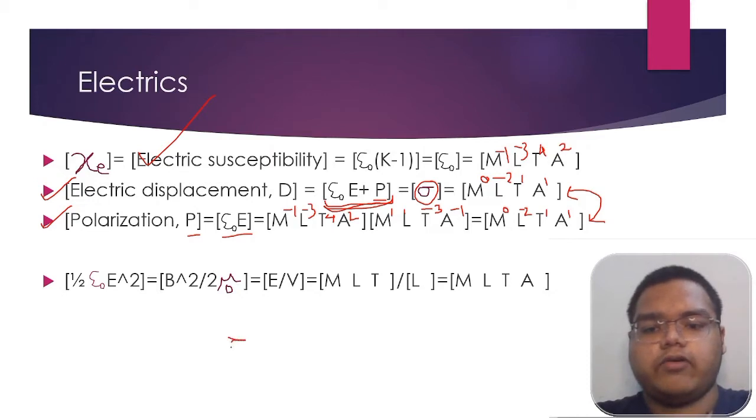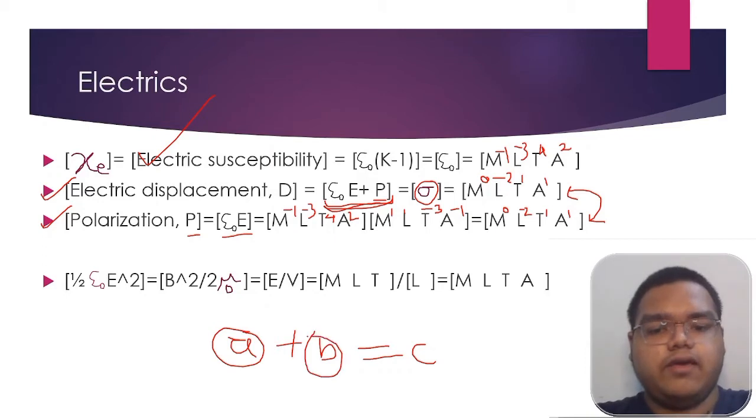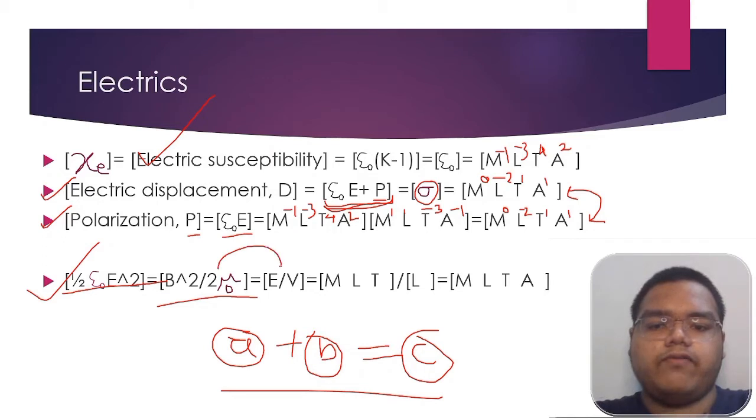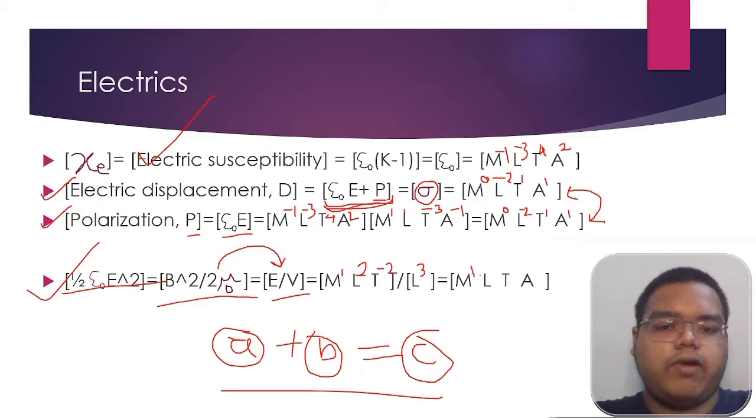So if you are given an equation like A plus B equal to C in physics, the dimension of A will be equal to the dimension of B, which will be equal to the dimension of C. Next, this is the formula of energy per unit volume, which turns out to be M to the power 1 L squared T to the power minus 2 divided by L cubed, which is equal to M to the power 1 L to the power minus 1 T to the power minus 2 and A to the power 0.